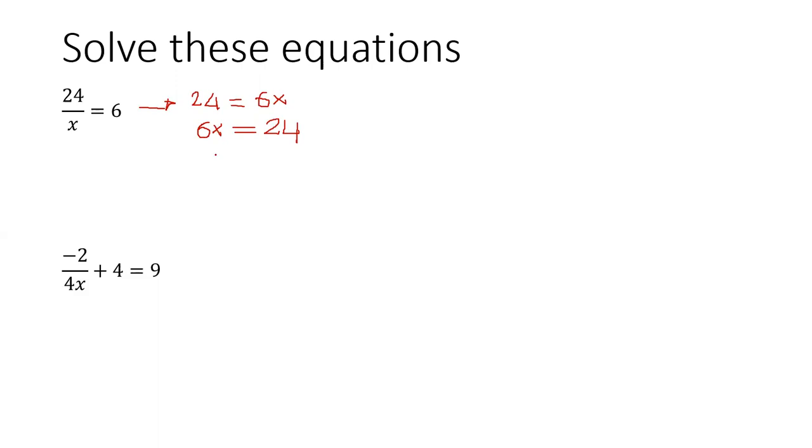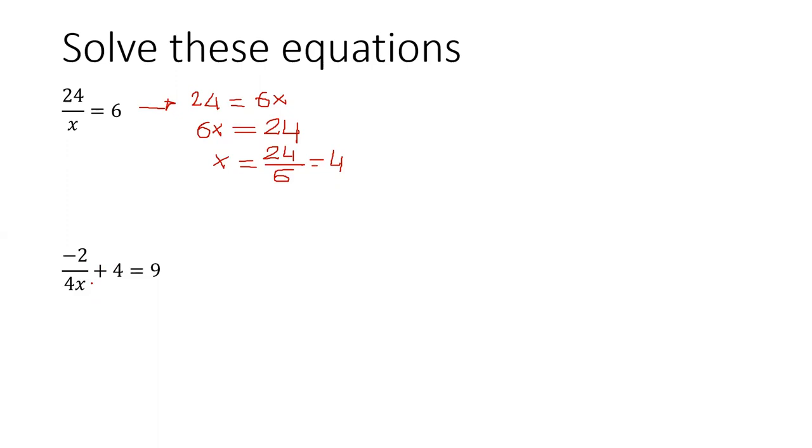All right, so it means x equal, from multiply become division, 24 over 6. How much? 4. So 4 is the solution for these equations.